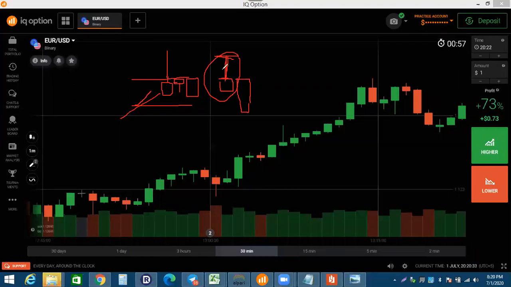So the push is not completed. The push is still working because the candle has just closed. The push is still working. So this push will move more, some candles downward.